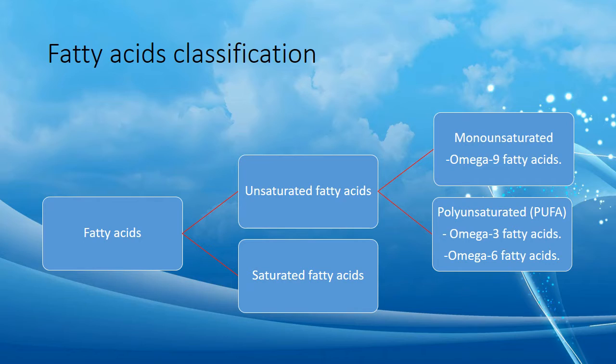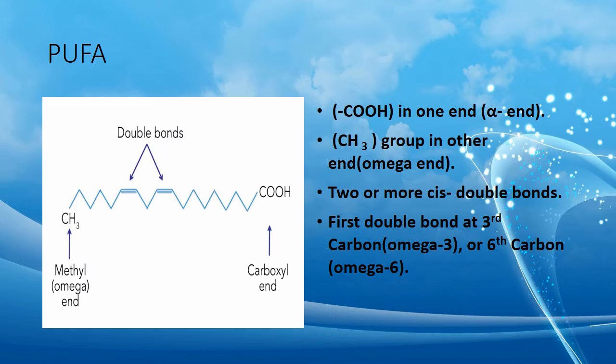Now we are going to classify fatty acids. Fatty acids can be broadly divided into two groups, that is unsaturated fatty acids and saturated fatty acids. Unsaturated fatty acids are again divided into two broad groups, that is monounsaturated fatty acids and polyunsaturated fatty acids. Omega-3 and omega-6 fatty acids are polyunsaturated fatty acids. Each polyunsaturated fatty acid has two ends, that is the methyl end or omega end and the carboxyl end or alpha end.